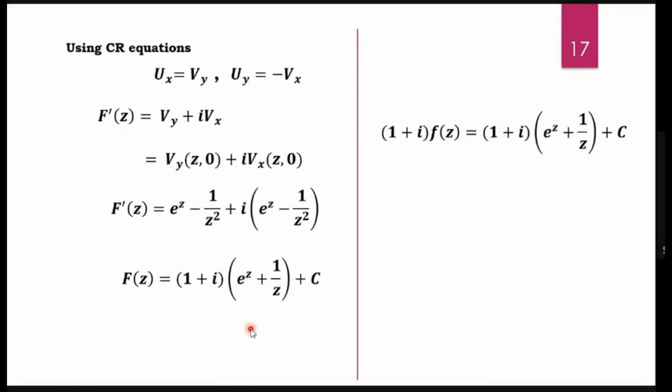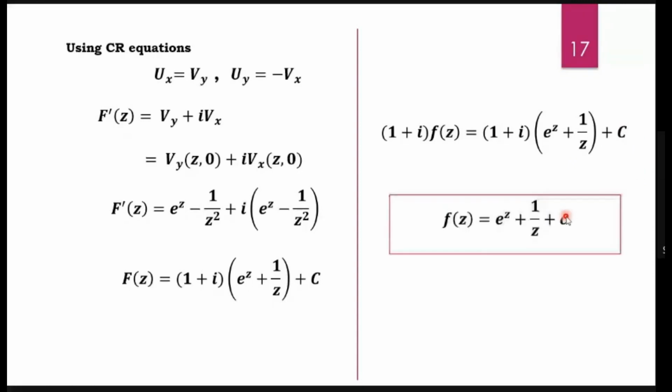To small f of z, that is 1 plus i f of z. Then divide throughout by 1 plus i. So 1 plus i upon 1 plus i, capital C upon 1 plus i, I'll replace it by small c, and this 1 plus i will get cancelled. So f of z is equal to e raised to z plus 1 by z plus small c.